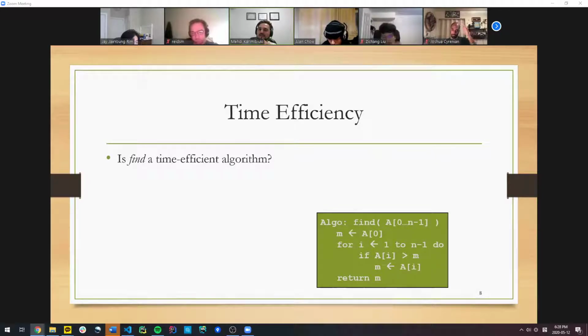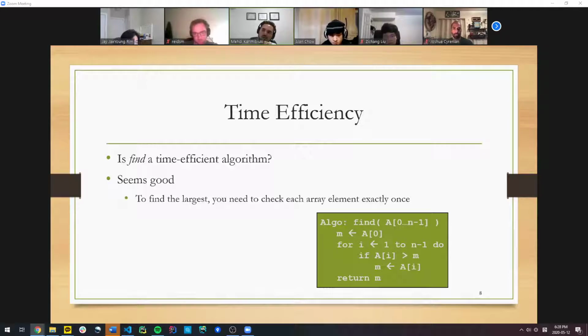And this is called a find function, and the question is to find a time efficient algorithm. So to find the largest number, we have to go through all the elements in the array and check if that number is the biggest among all those elements, right? So we essentially have to walk through every single element in an array. There is no other way to do that, right?